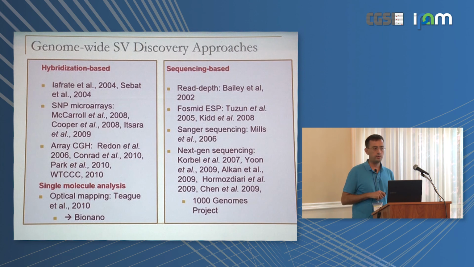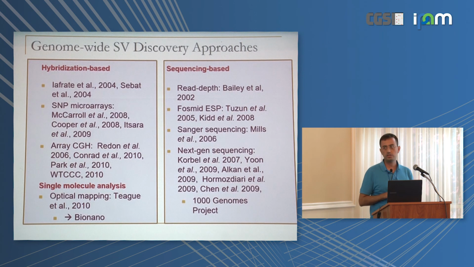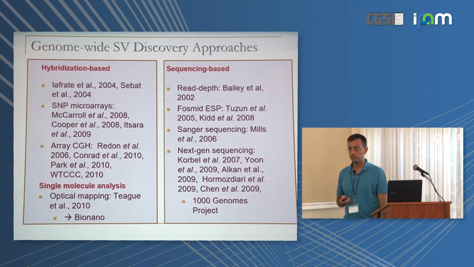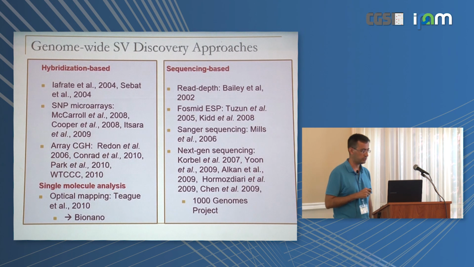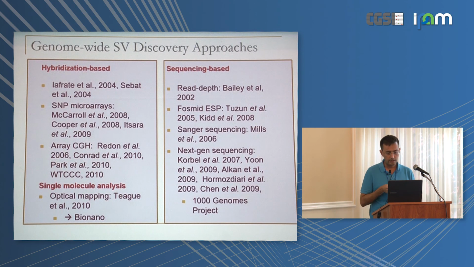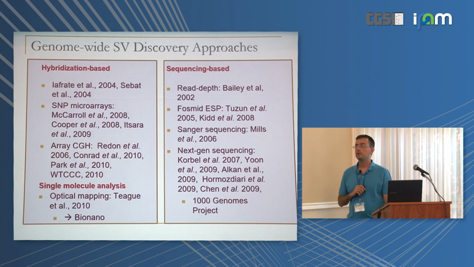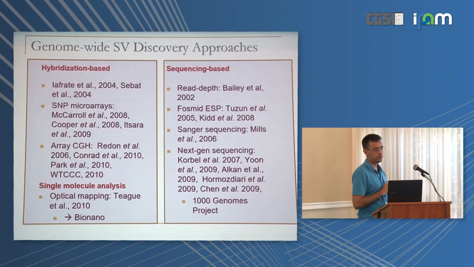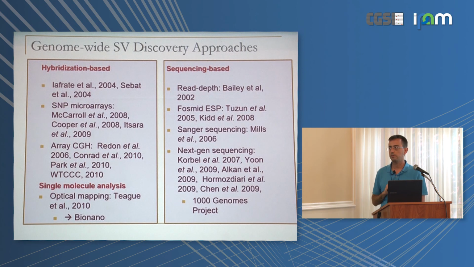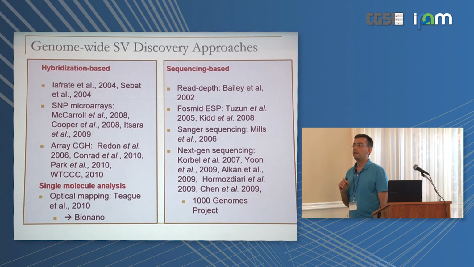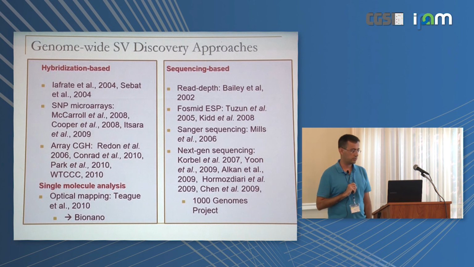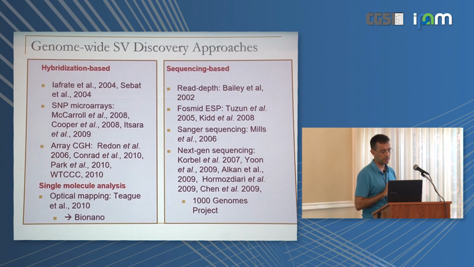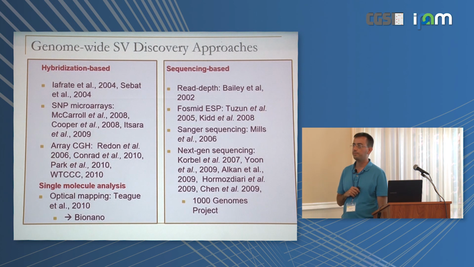And now we have BioNano technology, which is an easier and more cost-effective version of the optical mapping technology developed back in 2010. With the sequencing data, the first algorithm was introduced by Jeff Bailey in 2002. It was a read-depth-based method, which I'm going to talk about in more detail. And then in 2005, Tuzun used the fosmid end-sequence pair approach, and then Jeff Kidd added 8 more genomes to this study.